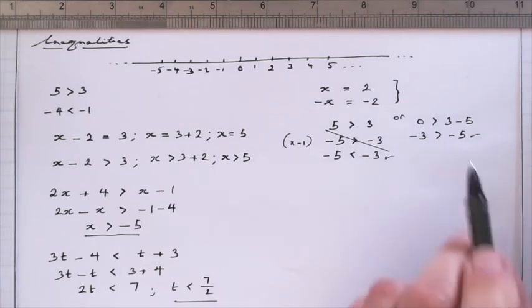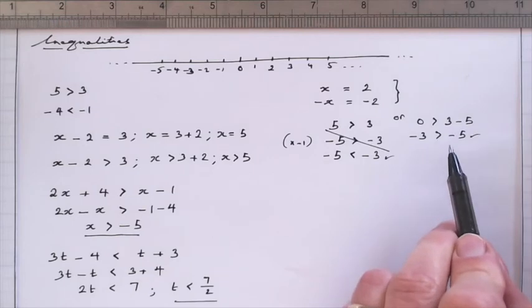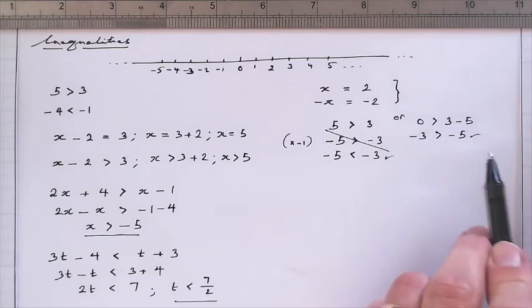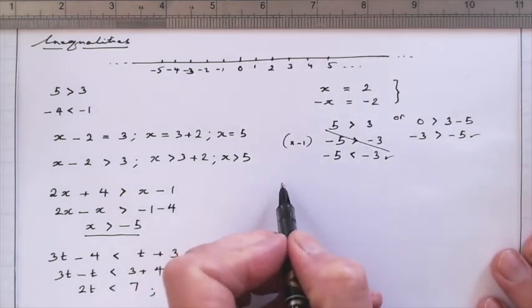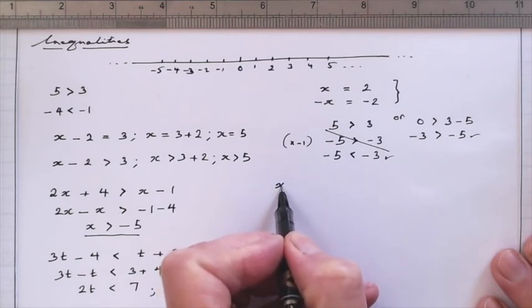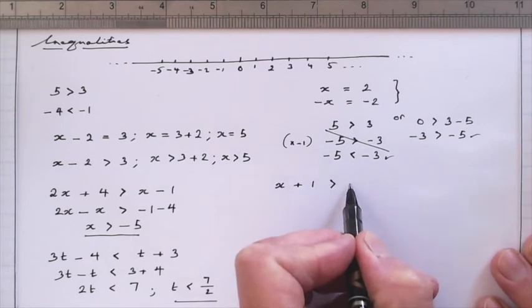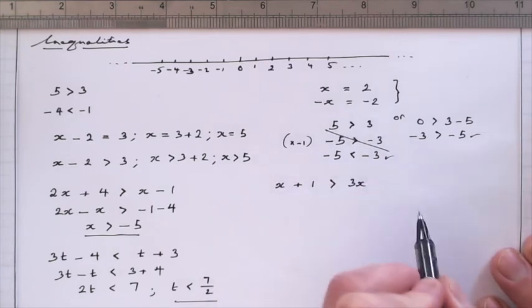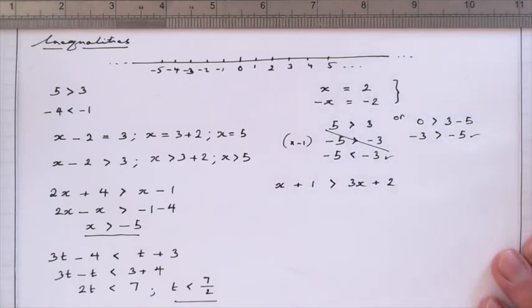If you really don't like doing that, you can actually get round it by just taking something that's negative and shifting it to the other side. So let me show you an example of that. Let's say we want to solve an equation x plus 1 is greater than 3x plus 2, for example. Just made that up. Now let's solve it two different ways.